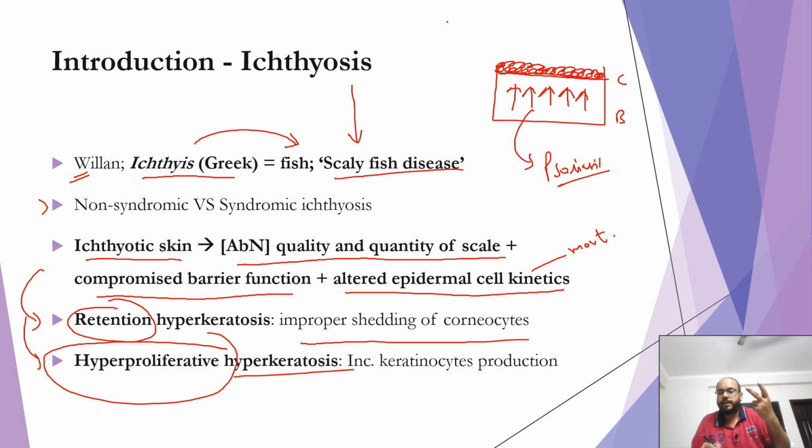So you have two types of hyperkeratosis, retention and hyperproliferative. In retention, the cells are not able to get removed from the skin, while in hyperproliferative, their production is high. So in hyperproliferative, the input is high, while in retention, the output is low. And that leads to accumulation of corneocytes, leading to an ichthyotic skin. Let's move forward.